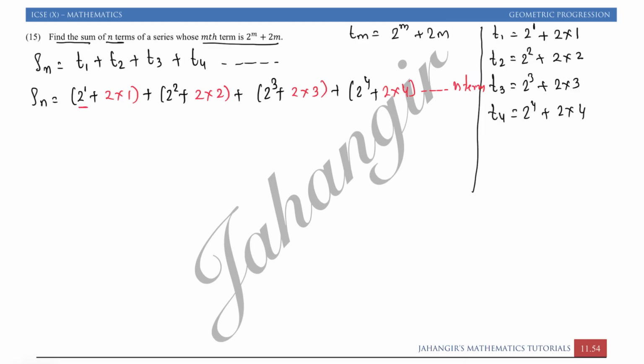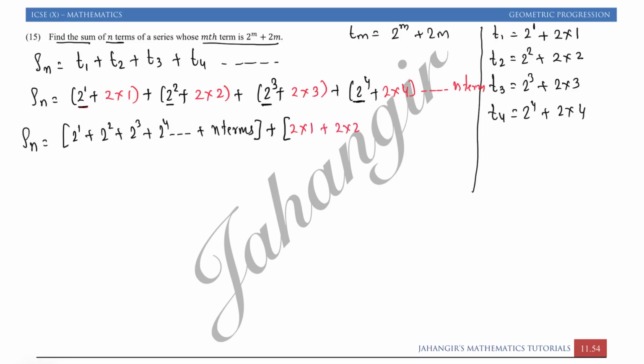So if you just take out the first term, we'll just pick up the first term of each bracket and keep it in one bracket. Sn is equal to 2 raised to 1 plus 2 raised to 2 plus 2 raised to 3 plus 2 raised to 4 up to n terms. This is my first part. Plus now we will take the second term of each in another bracket. 2 into 1 plus 2 into 2 plus 2 into 3 plus 2 into 4 up to n terms.